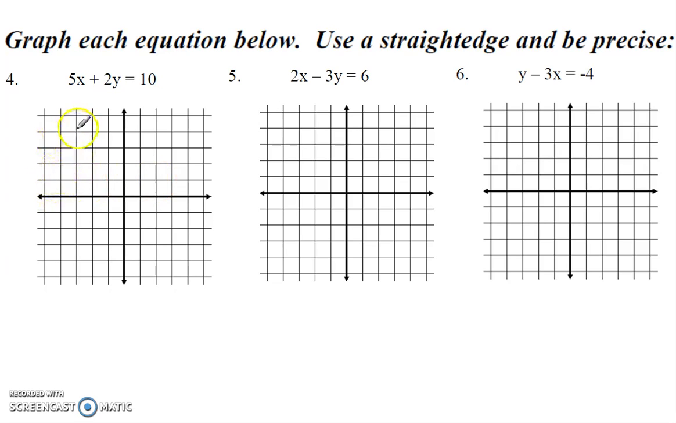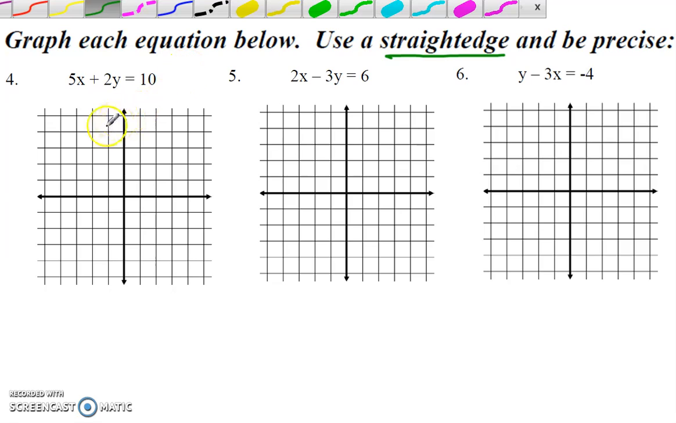Number 4. Graph each equation. Use a straight edge and be precise. If you do not use a straight edge, if your graph looks like this, you're getting points taken off. Use a straight edge for your lines and a sharp pencil. Okay, several ways that you can graph this. You can leave it in standard form and find the intercepts by making the opposite value 0, or you can always put them into slope-intercept form and graph that.